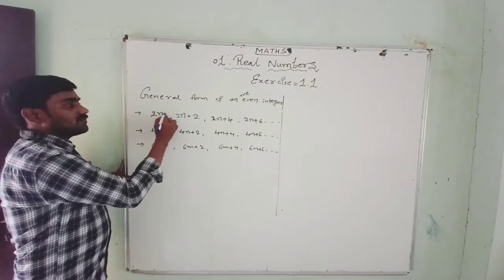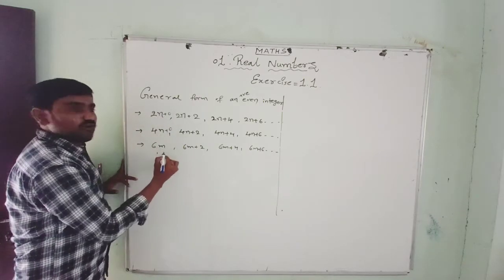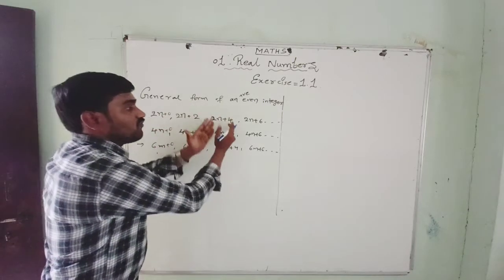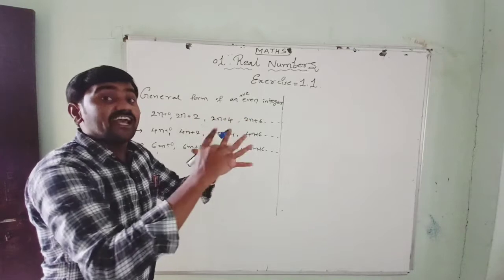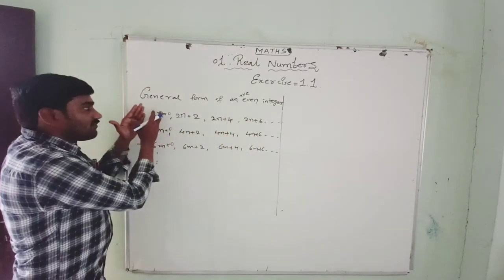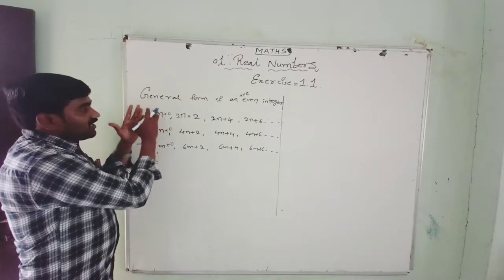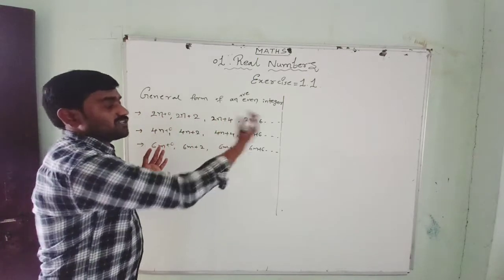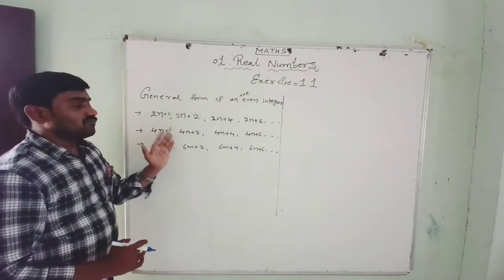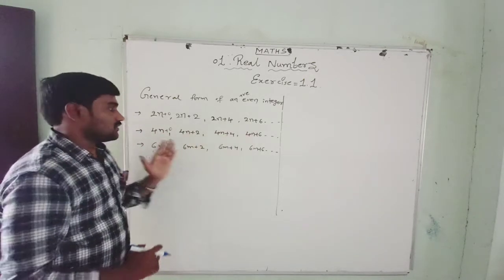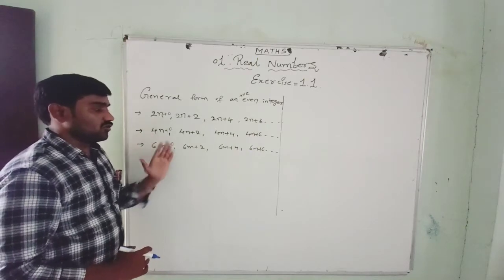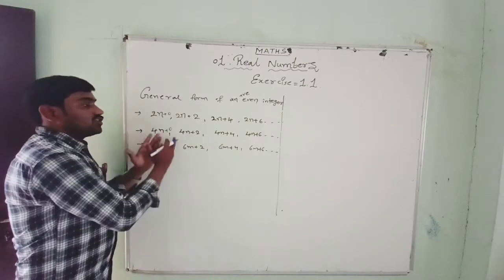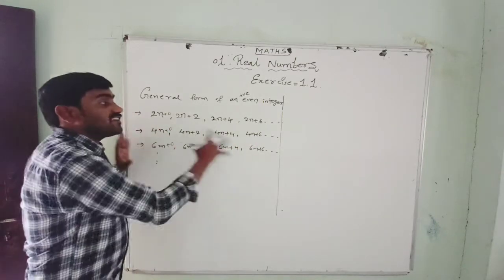See, 6n is nothing but 6n plus 0. 4n is nothing but 4n plus 0. 6m is nothing but 6m plus 0. That means plus 0, plus 2, plus 4, plus 6 give even numbers. For multiples of 2 like 2n, 4n or 6m, if you add 0, 2, 4, 6, we always get even numbers.